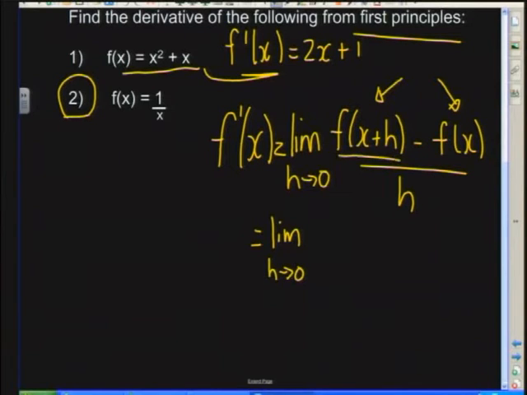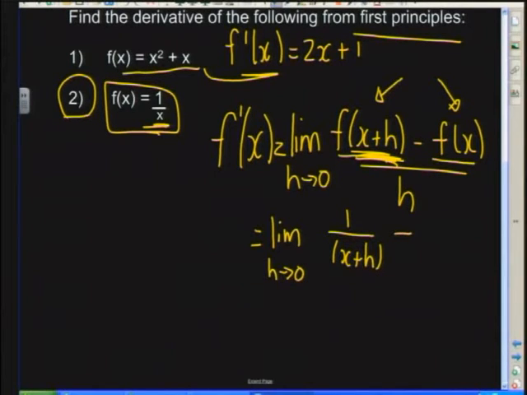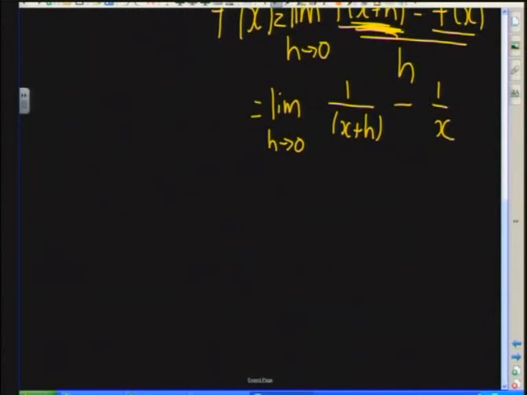Now for f of x plus h, it means wherever there's an x, and I'm doing question 2 here. So we find the derivative of 1 over x. So that means wherever there's an x, I need to put in x plus h. Okay, that's what f of x plus h means. So I'm going to get 1 over x plus h, because remember where there was an x, I'm putting in x plus h. All right, minus f of x. f of x is the original function, so the original function is 1 over x. And this is all over h.